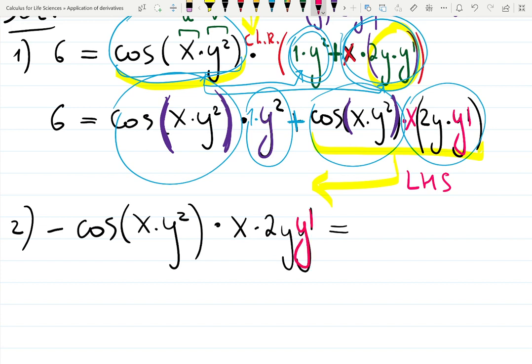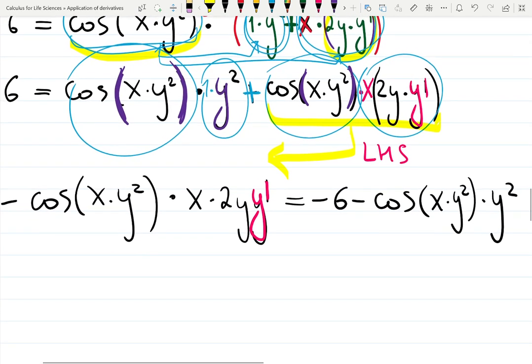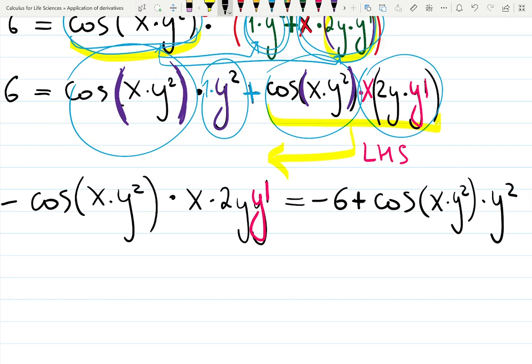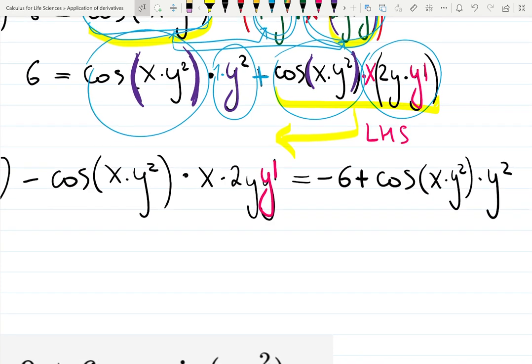Because of this factor, y prime is important. Everything else is not important. So I will put minus 6. It was on the left. Now it's going to be on the right. And minus cosine x times y squared times y squared. Again, very good question. Why can't we multiply this? One is the angle inside of the cosine. Another one is y squared standing outside. Why is it negative? Because, oh, it's positive. Yeah, good job. Good catch. But negative 6 though.